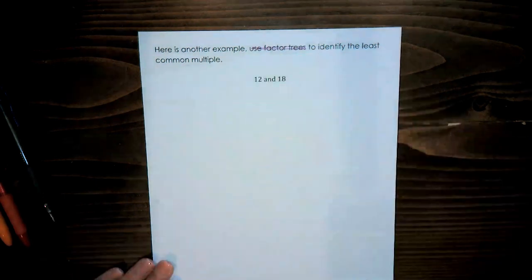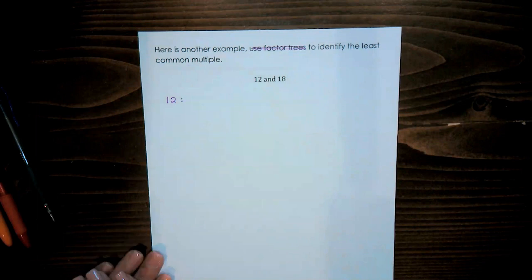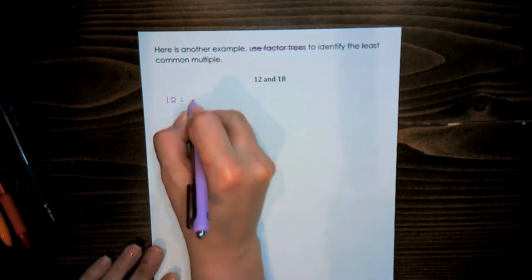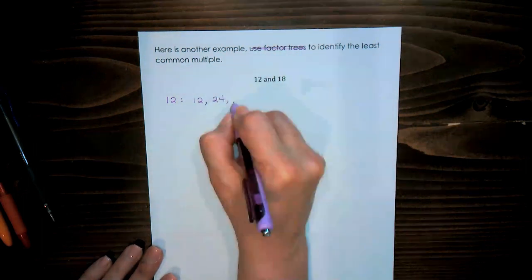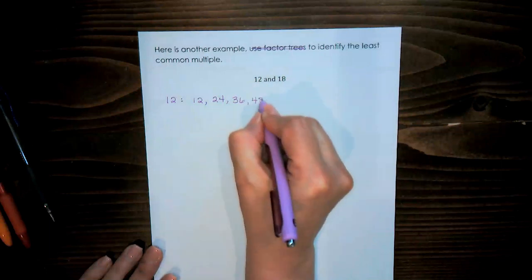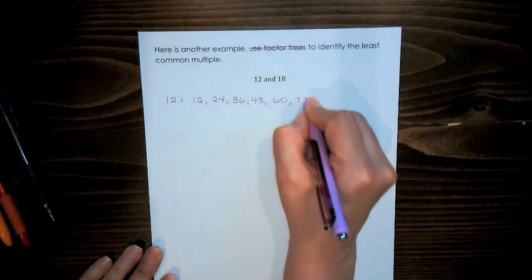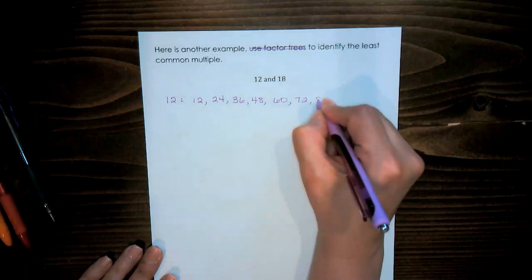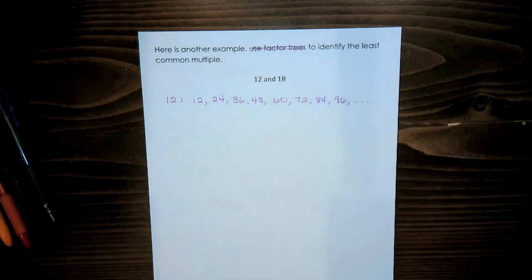So what I want to do is take the 12 and the 18. A multiple is simply 12 times 1, which would be 12. 12 times 2, 24. 12 times 3, 36. Or you could just add 12 each time, if that makes sense. I can keep going, but that's enough to list out there.